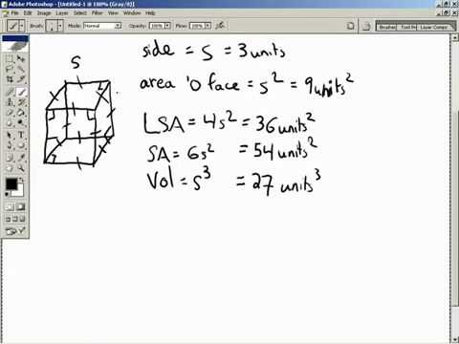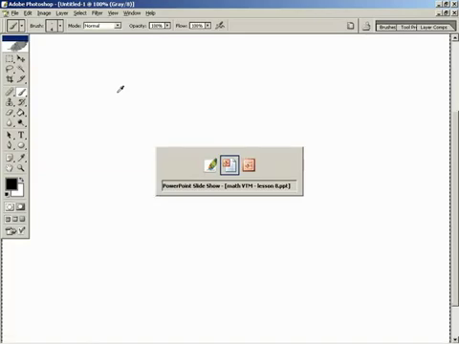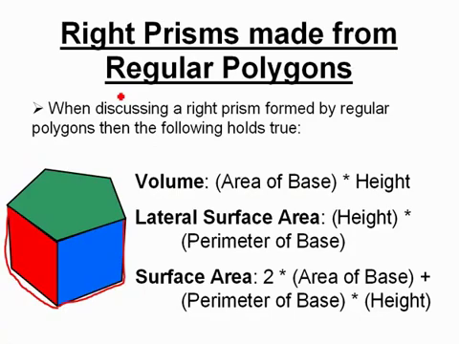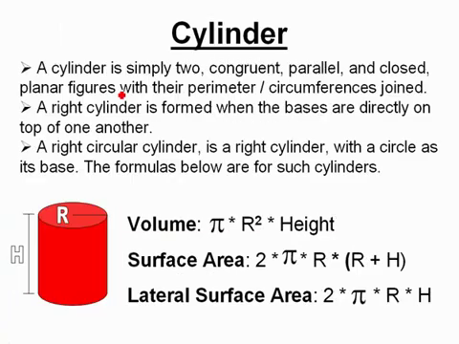So, with all of that covered, we're pretty much done our discussion on prisms, and we're going to move on to a discussion on cylinders. A cylinder is simply two congruent, parallel, and closed planar figures with their perimeter or circumference joined.